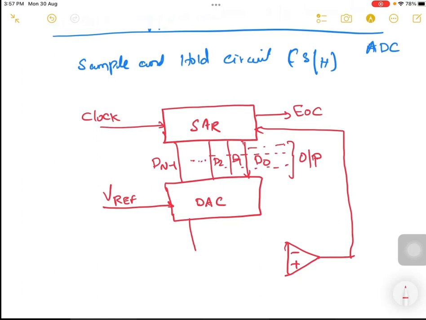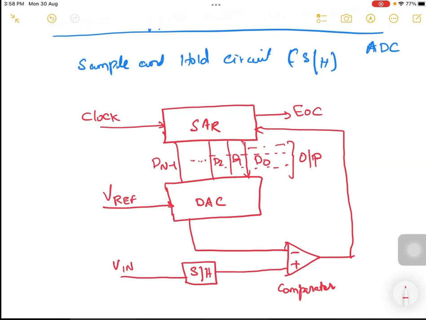Now for this, one of the inputs of the comparator comes from the DAC. The other input is via the sample and hold circuit, S/H, and here is the input voltage Vin. When you see the circuitry, this is the comparator. We have a clock signal. Once you apply the clock pulse, the digital values will be fed to the DAC, and the V reference voltage is applied to the DAC.